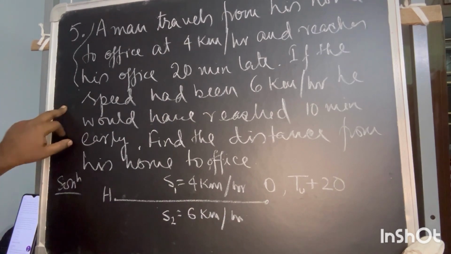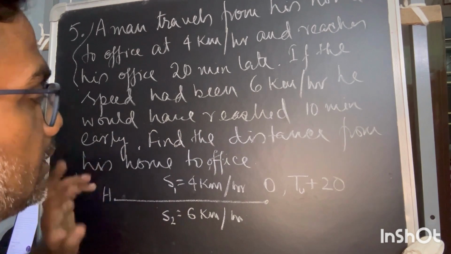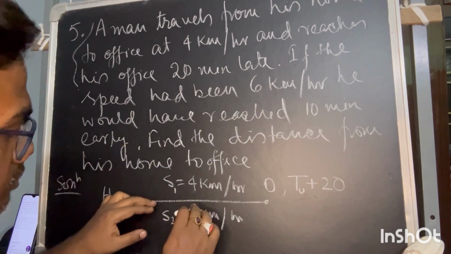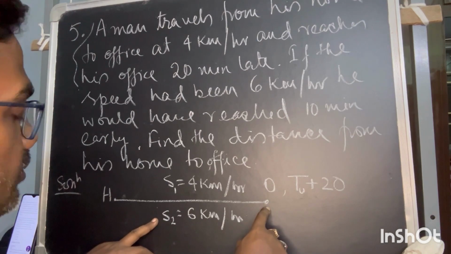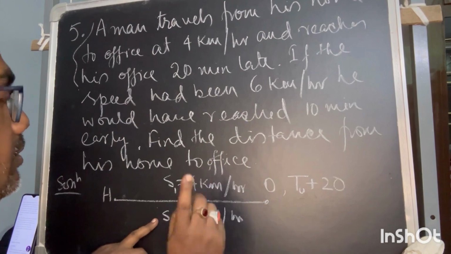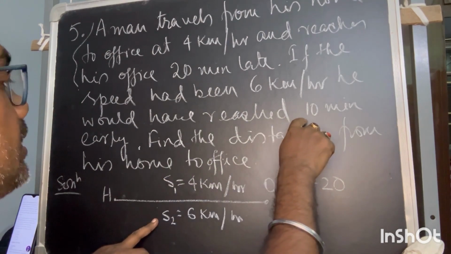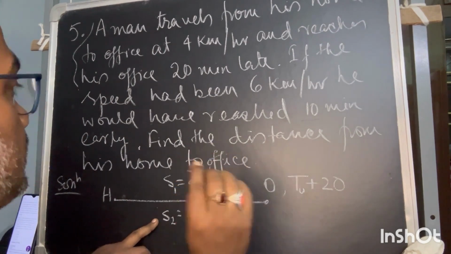Fine. He would have reached 10 minutes early. So now speed is being increased. So definitely he will reach the office earlier, the lesser the time the earlier. But how much lesser? It is saying 10 minutes early. That means 10 minutes early to what?